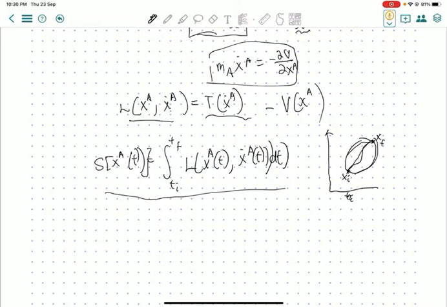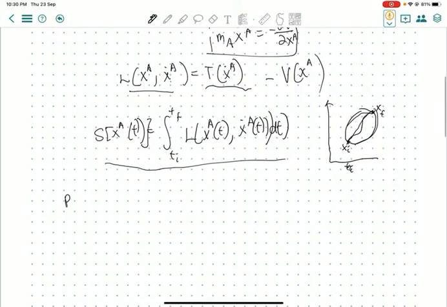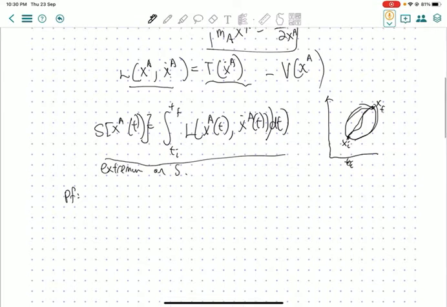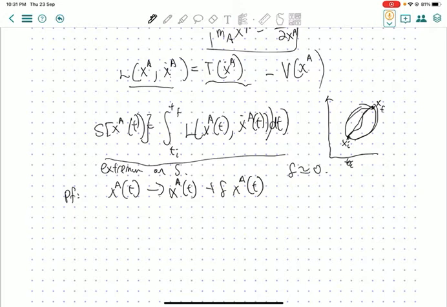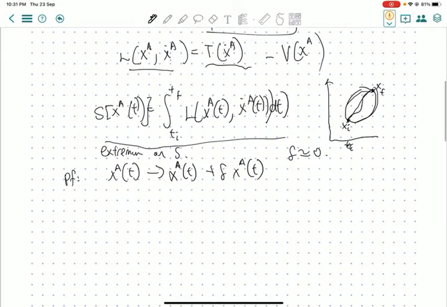So let's see how it works. Consider a proof. The path taken will be the extremum of S. So we try to vary the path slightly by introducing an infinitesimal term like this. So delta is around 0, a very small term, and we must fix the endpoints of the path. So that's going to be like this.